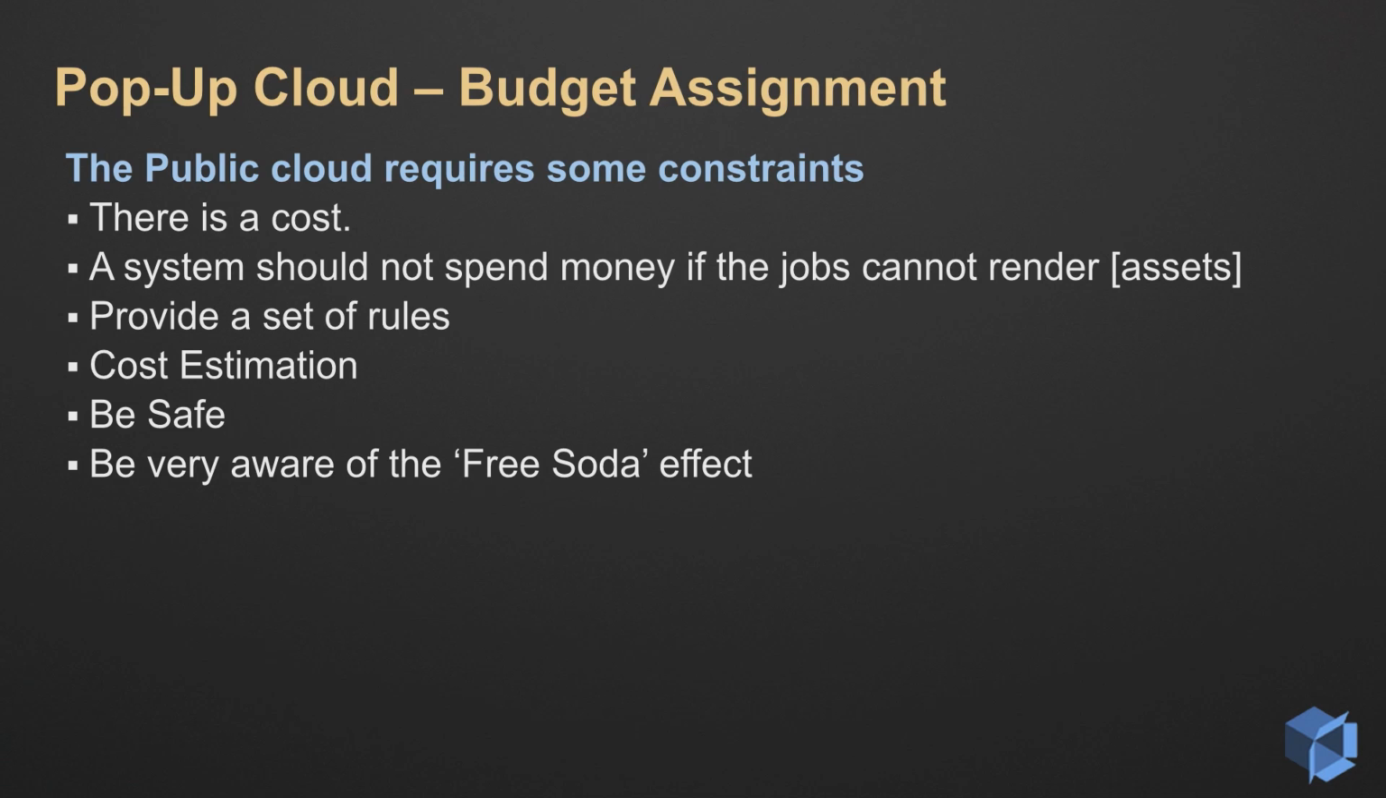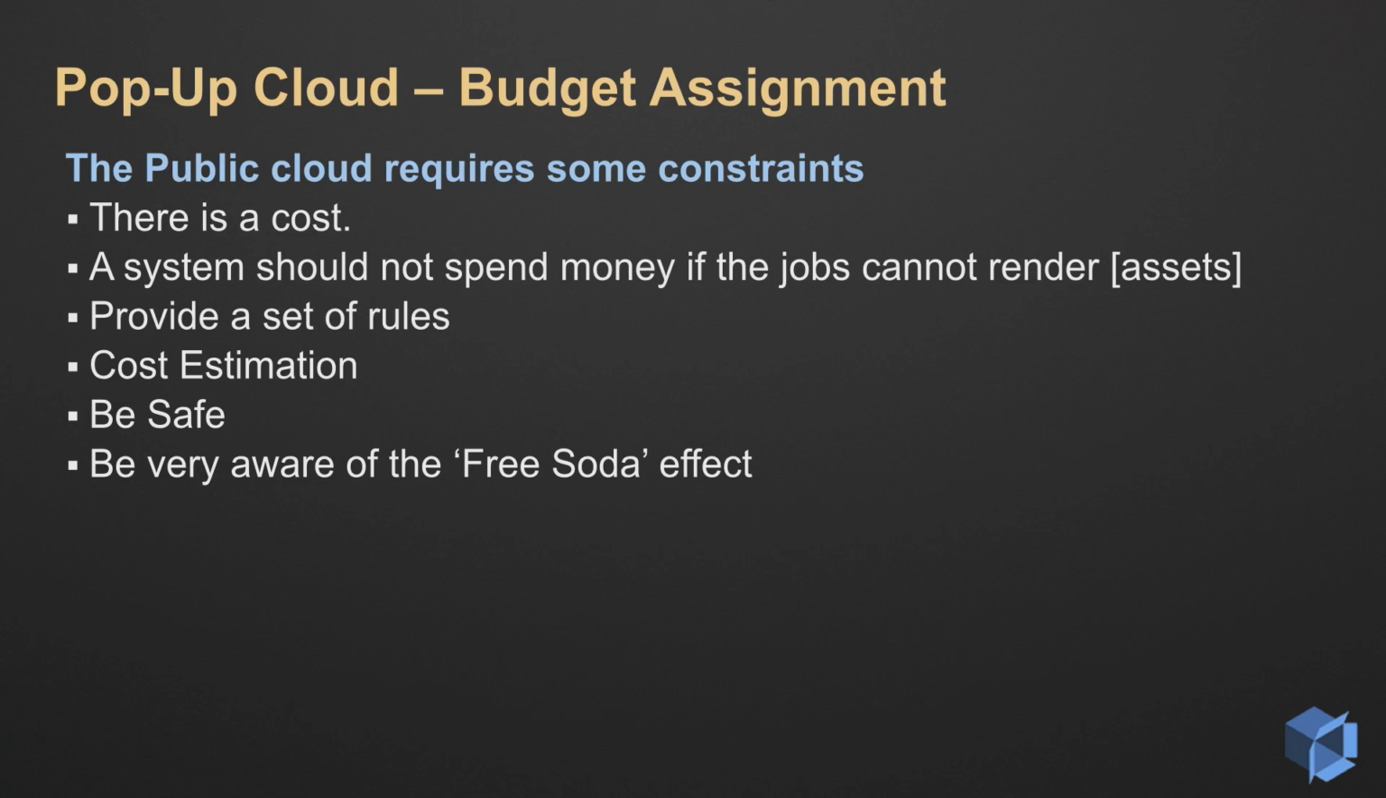So the best system is one that doesn't spend money if it doesn't need to. And I'll give you a simple example right here. If the jobs can't render, the machine shouldn't be attempting to render your job. When you're working in a pop-up cloud scenario, you're building infrastructure on demand and scaling it up and down based on your requirements. So if the jobs are spinning up and they can't actually do work, you're spending money turning them on.